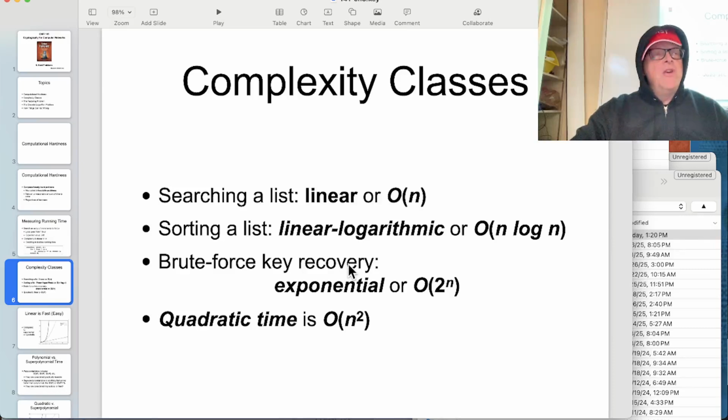Brute force key recovery, what we've been doing, like AES: you have a key that's 128 bits, and there really are 2 to the 128 possible keys, and with brute force we just have to try them all, so that will grow as 2 to the n, where n is the length of the key. So this is an intractable problem. It's very easy to make the key long enough that this becomes impossible in practice.